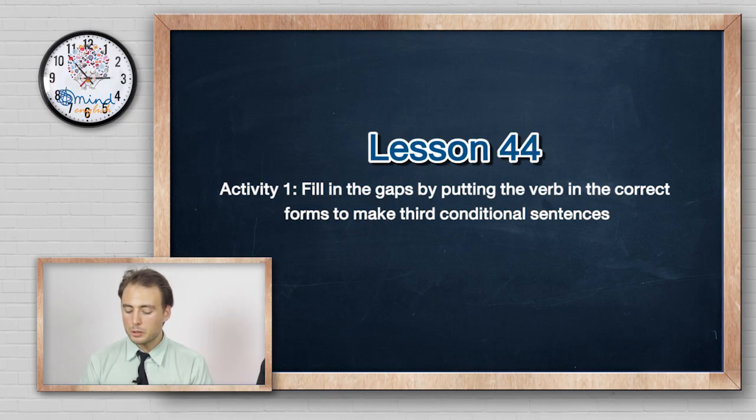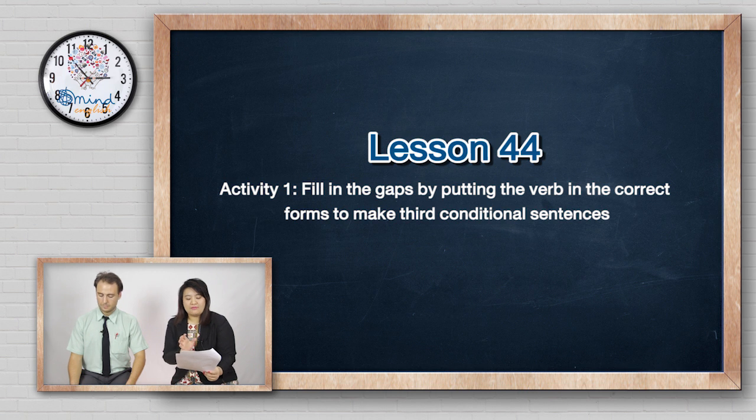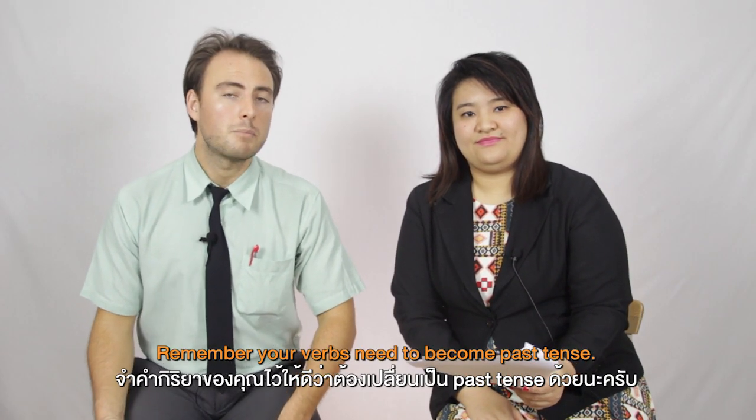Fill in the gaps by putting the verb in the correct forms to make third conditional sentences. ให้เติมช่องว่างด้วยรูปแบบที่ถูกต้องของตัวกริยาที่อยู่ในวงเล็บ ให้เป็นแบบ third conditional นะจ๊ะ เดี๋ยวจะมีประโยคทั้งหมด 3 ประโยคขึ้นมาบนหน้าจอค่ะ เพื่อนๆ ลองดูนะคะ แล้วเดี๋ยวครูคริสจะอ่านทีละประโยคค่ะ Remember, your verbs need to become past tense.